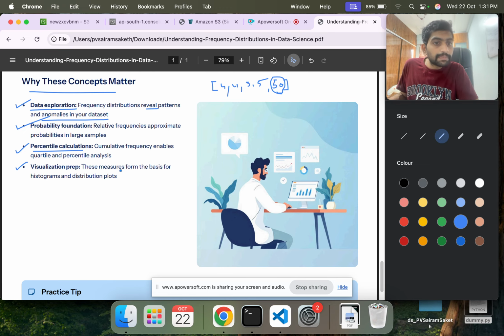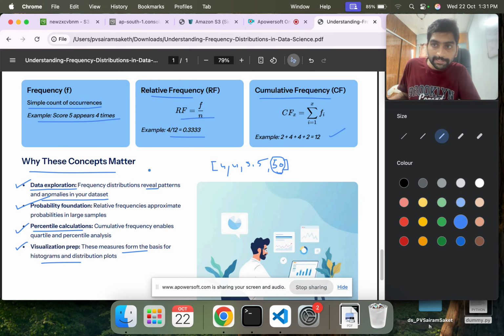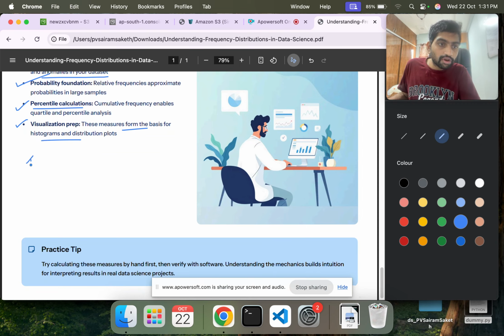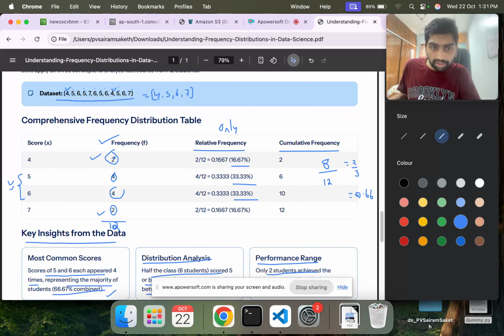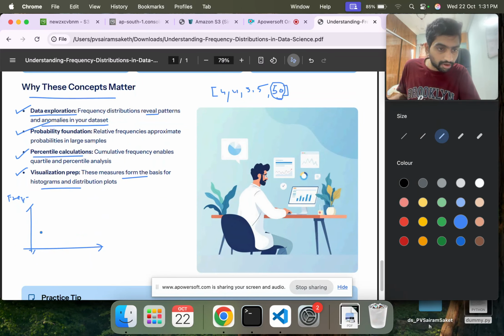Then visualization preparation: this helps to form histograms and distribution peaks. How is it used? Let's say here you got the frequency. Here I'll draw the diagram for frequency. First you got the value as 2. Here you are having 2, then here you are having 4, then you are having 4, then again you are having 2.